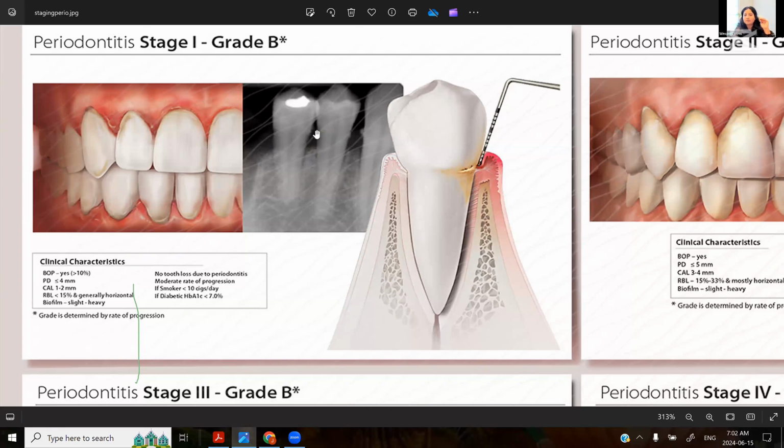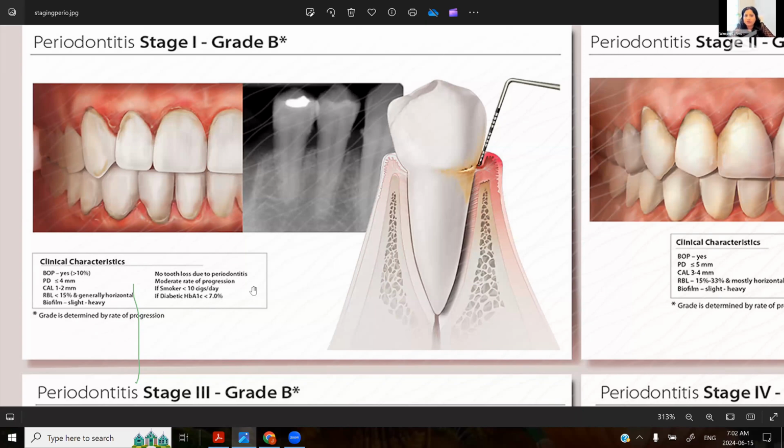That would be less than 15%. Plaque would be slight to heavy. That's why they have periodontitis and attachment loss, right? But there is no tooth loss due to periodontitis yet. There is moderate rate of progression if smoking is less than 10 cigarettes per day and if diabetes is less than 7% HbA1c. Does that make full sense?